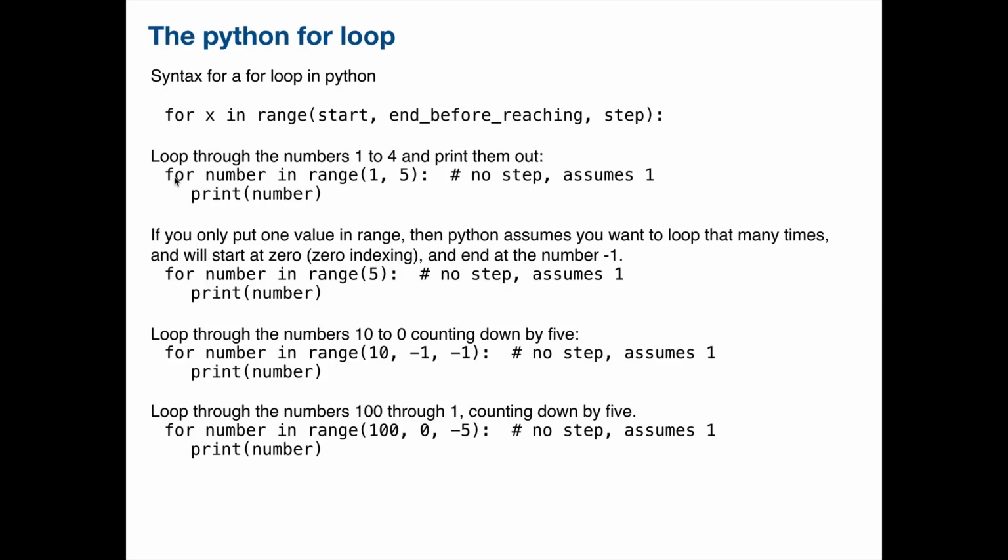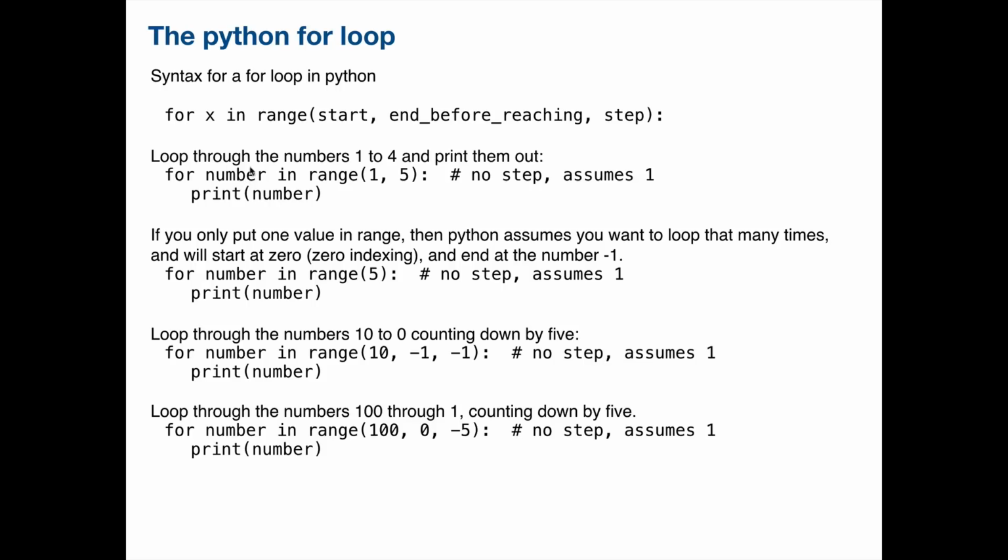So if we type in code that says for number in range 1, 5, and if we don't put any step in there, it assumes it's going to be 1. What this does is it says, hey, okay, we're going to create a box, a variable, a place that holds data. So you can think of variables as being a box. And this says, hey, start at 1 and go up to, but not including 5. So it'll do 1, 2, 3, 4.